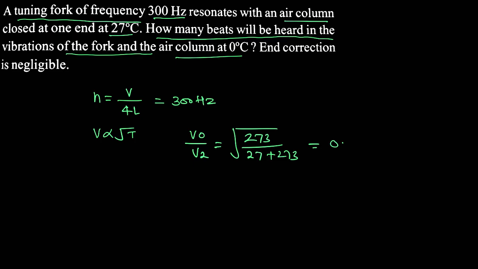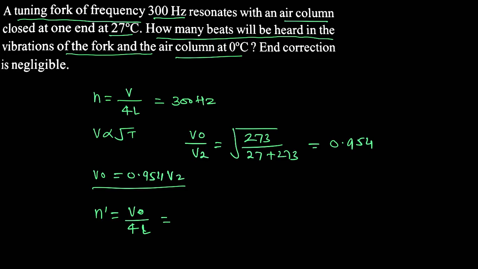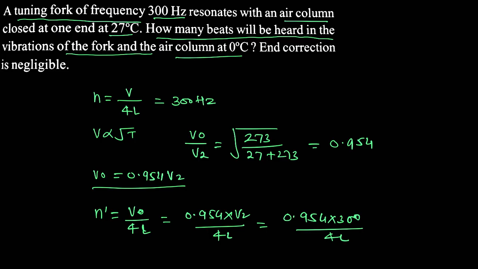which should be equal to 0.954. Now V naught will be equal to 0.954 into V2. This is the value of V naught. Now n dash should be equal to V naught by 4L, because velocity becomes V naught. And what's the value of V naught? 0.954 into V2 divided by 4L, and V2 value you already calculated 300. So 0.954 into 300 divided by 4L, and after calculation we'll get 286.